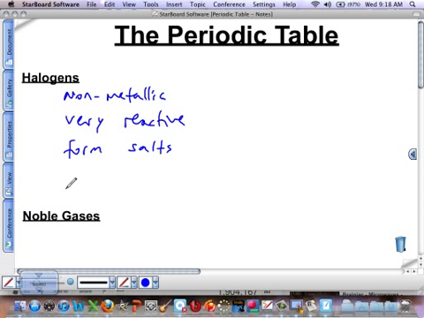And most of the time what you're going to get is the halogens matching with the alkalis, and that's how we get the salts. Remember we talked about the other day, sodium chloride is table salt: sodium from the alkali, chlorine from the halogen. So they're very reactive. What happens when you send an electrical current through the halogen?